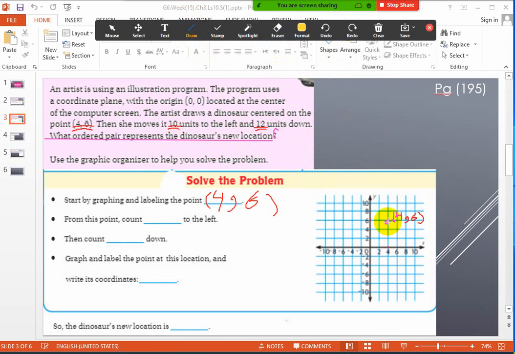Let's see. I will count. Look, I have this point. This is the point that the dinosaur is located on. I have to move to the left 10 units. 10 units. Count with me. 1, 2, 3, 4, 5, 6, 7.